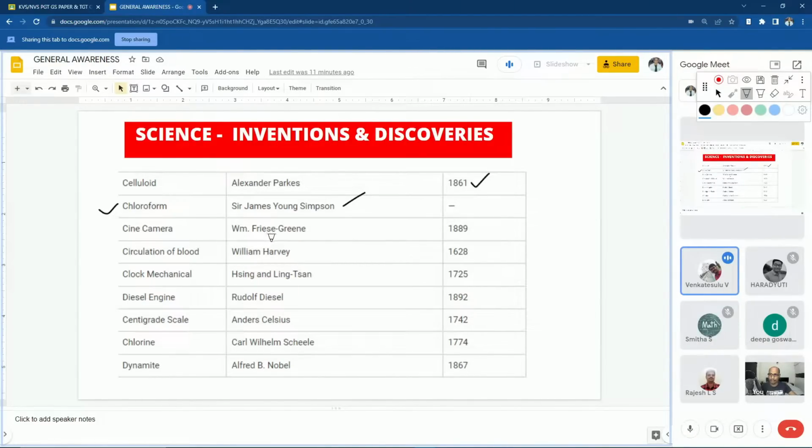Cine camera, William Friese-Greene, 1889, and circulation of blood, William Harvey, 1628. Clark mechanical, 1725. Diesel engine, Rudolph Diesel, 1892, and centigrade scale, Anders Celsius, 1742. Chlorine, Carl Wilhelm Scheele, 1774, and dynamite, Alfred B. Nobel, 1867. Right. In this, chloroform, circulation of blood, diesel engine, chlorine, dynamite are very important.